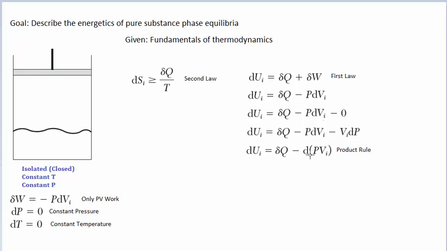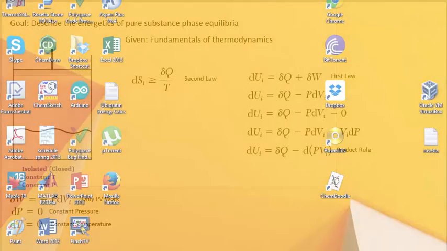So remember, if you have the derivative of two things multiplied by each other, you're going to get P dV plus V dP. And because you have this negative sign out here, that's going to distribute over both of them. So now we have everything here, once again, in terms of differentials.